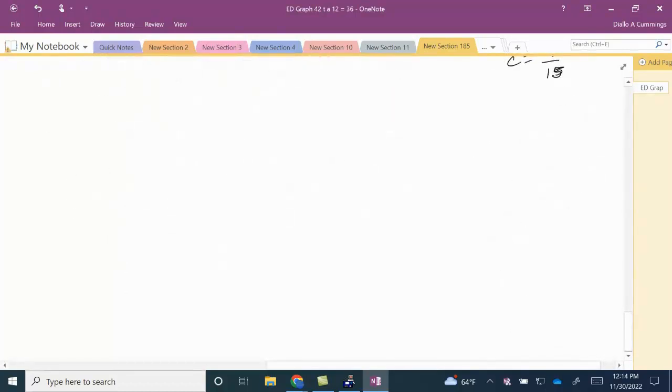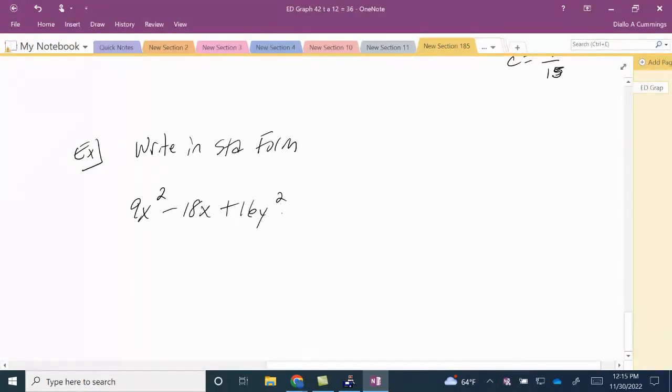Okay, and we're going to look at one last example. Here we're asked to write in standard form, and we have 9x squared minus 18x plus 16y squared minus 96y plus 9 is equal to 0.